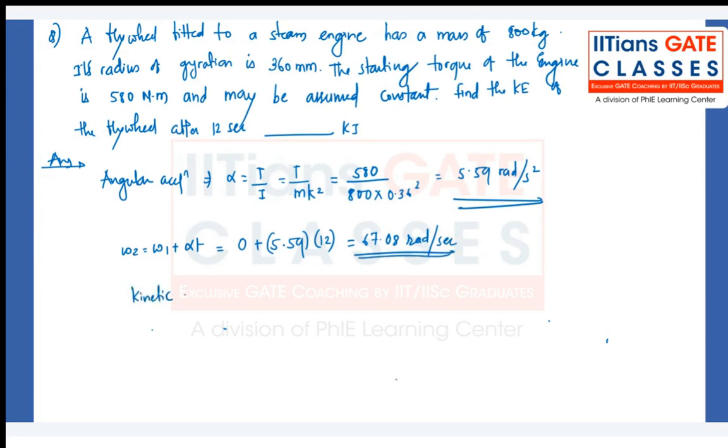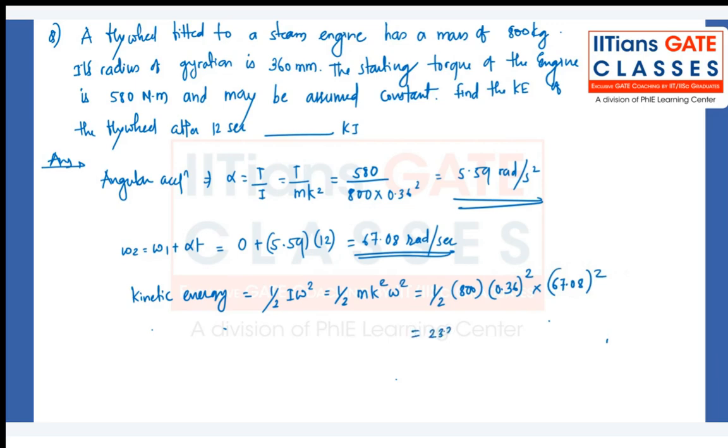Kinetic energy is equal to half of I omega square, half of mk square omega square, which will be half of 800 into 0.36 square into 67.08 square, which is 233.27 kilojoule. 233.27 is the answer.